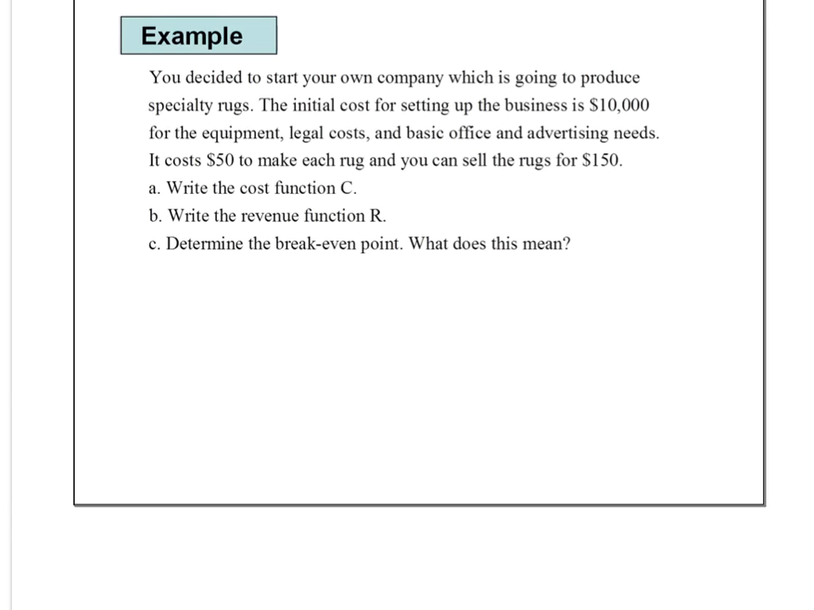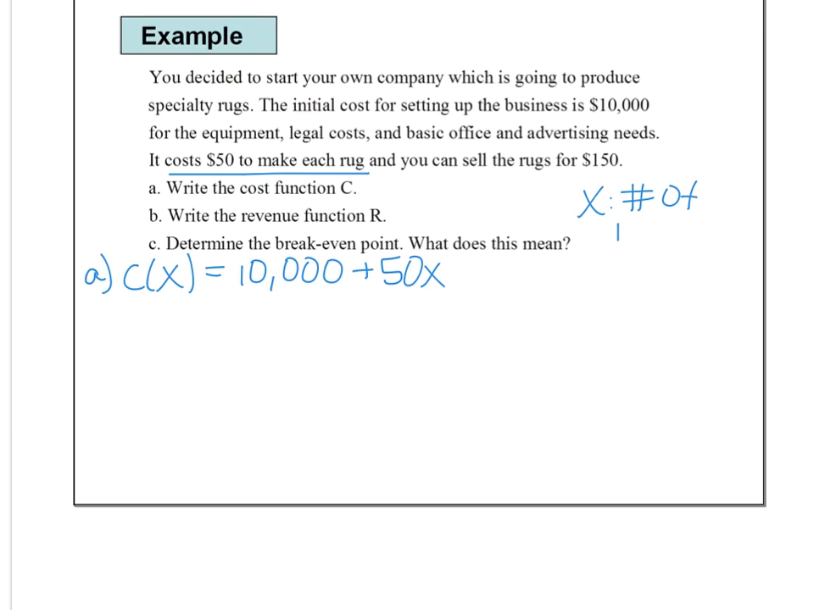So to start this, let's write our cost function. Okay, so the cost function, we label that as C of x. So that is our fixed cost of $10,000 plus how much it costs us to make each one. And it costs $50 to make each rug. So we'll say $50x, where x is the number of rugs produced. Okay, so we have our cost function.